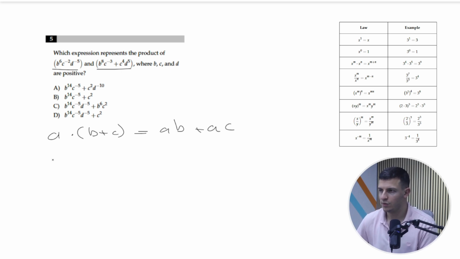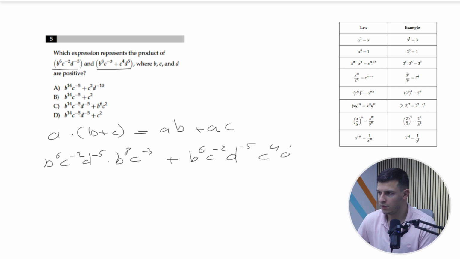So that's what we're dealing with here. Now let's do the AB part first. So B6, C negative 2, D negative 5. Now these ones are very easy, but very easy to make a mistake, so you have to be extremely careful. B8, C negative 3. So this is AB part, plus, again, B6, C negative 2, D negative 5, times C4, D5.